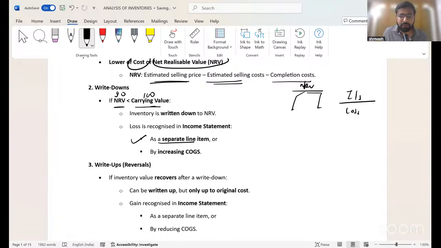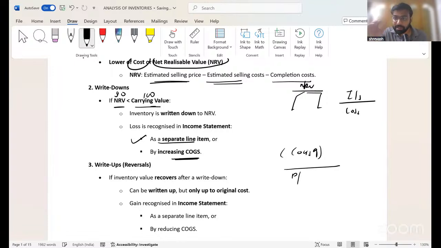Sir, what is the other way? We can adjust the COGS, cost of goods sold. And what happens when you're finding the profit or loss of a company? You deduct the COGS. So, sir, as a result of the loss in the value of inventory of 10 rupees, my profit should go down. If I recognize it as a separate line item, it is a loss, which is an expense, and my profit goes down. When I'm adjusting the same loss in the COGS, what should I do? I should increase the COGS. Why? Because it is deducted. And whenever you increase something that is deducted, your profit goes down.